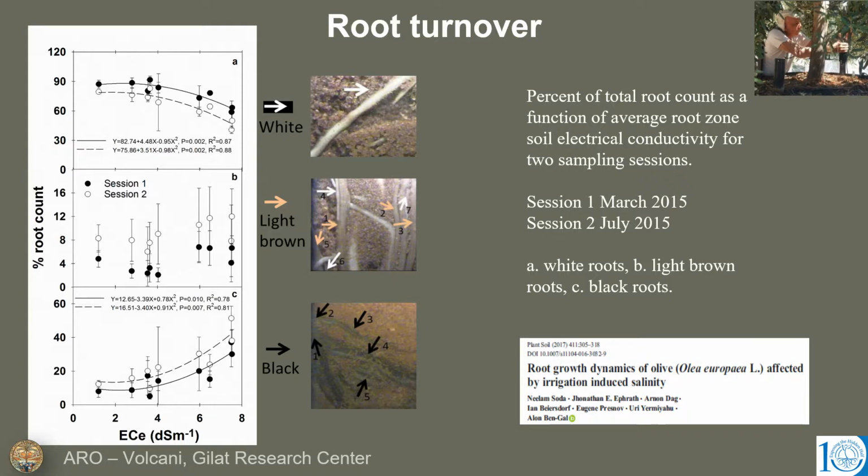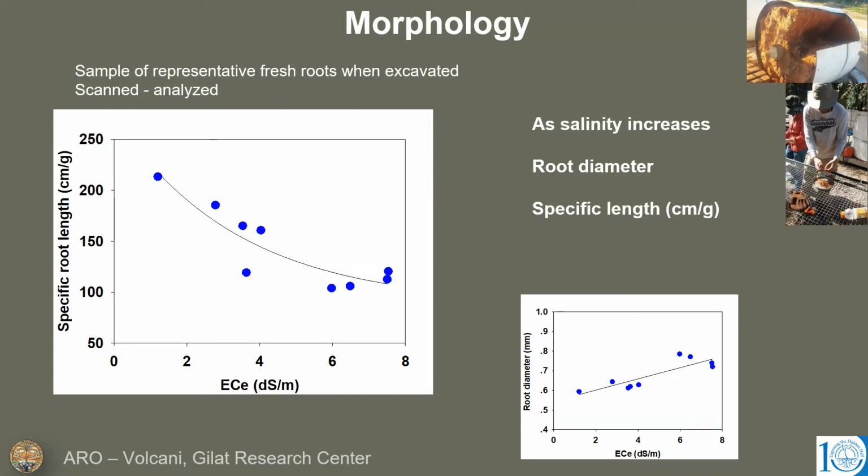A little bit about morphology. We see the same kind of trend in increased root diameter as a function of increased salinity, reinforcing what we saw with the mini rhizotron data, and a decrease in specific length of roots, again as a function of the salinity.